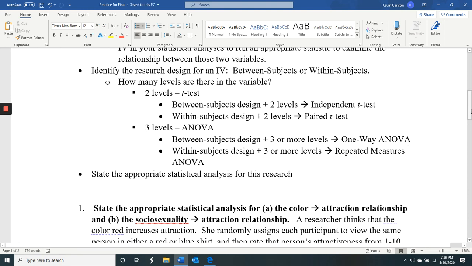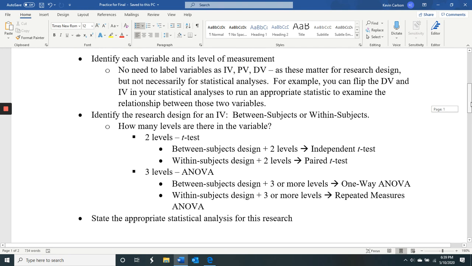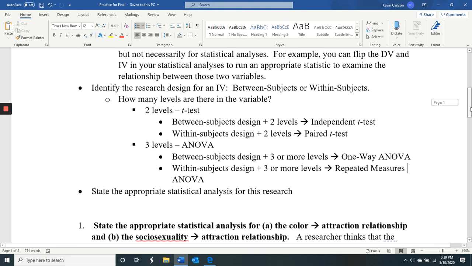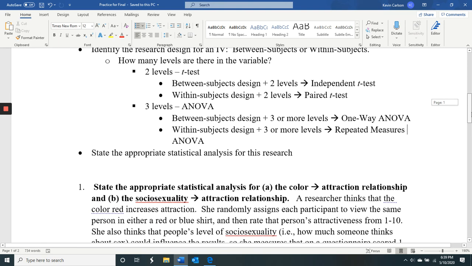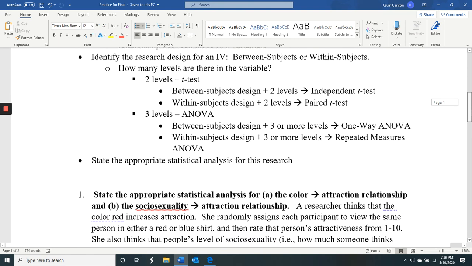So again, for these problems, identify each variable and its level of measurement. If it's something that has levels, we want to ask whether it's between subjects or within subjects. So 2 levels, between subjects, independent t-test. 2 levels, within subjects, paired t-test. 3 levels, between subjects, ANOVA. 3 levels, within subjects, repeated measures ANOVA.